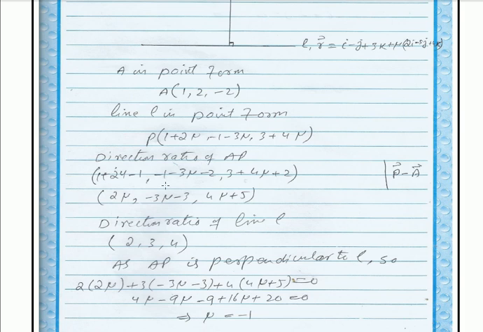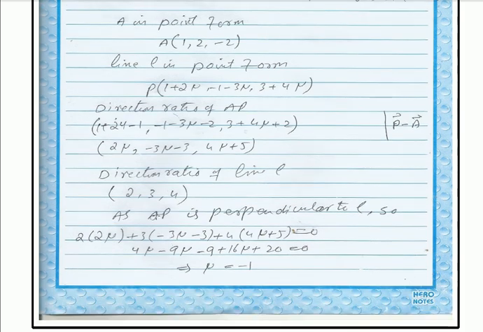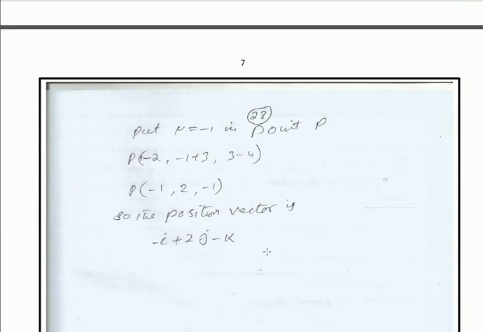Direction ratio of AP, after simplification, is (2μ, -3μ - 3, 4μ + 5). The direction of line L is (2, -3, 4). As AP is perpendicular to L, the dot product of the direction ratios of these lines will be equal to 0. After simplification, we get μ = -1. When we put μ = -1 in point P, we get P = (-1, 2, -1). So the position vector is -i + 2j - k.